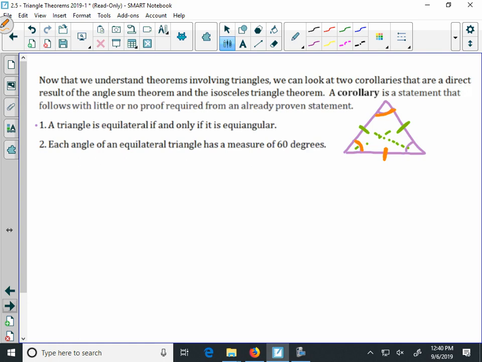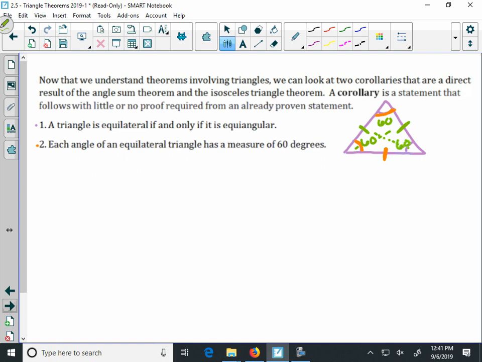The other corollary we got, that uses the angle sum theorem. Each angle of an equilateral triangle has a measure of 60 degrees. Because all the angles have to add to what? 180, right? Well, the only number that you can triple to get 180 is 60 degrees. So you have to be able to do 60 plus 60 plus 60 equals 180. The only number you can triple and get 180 degrees, because all the angles have to be the same angle measure. Okay. Questions over that?